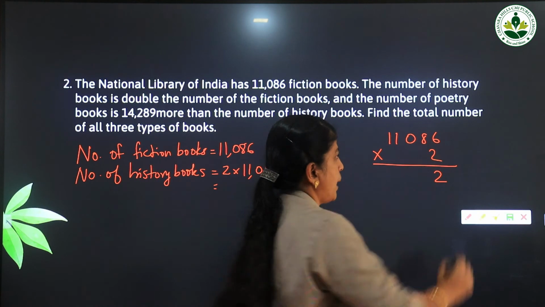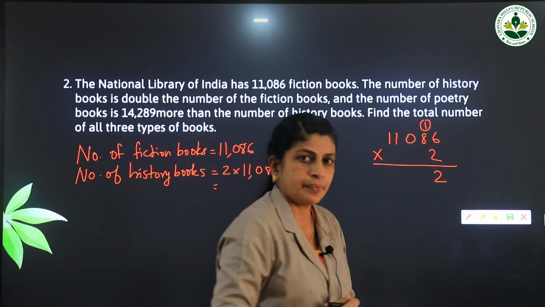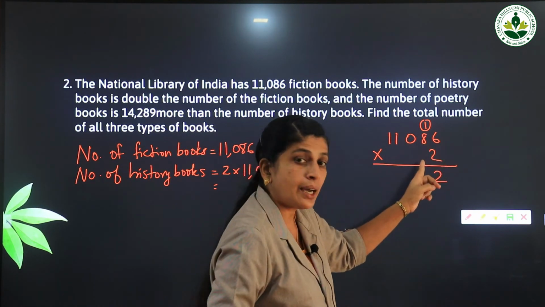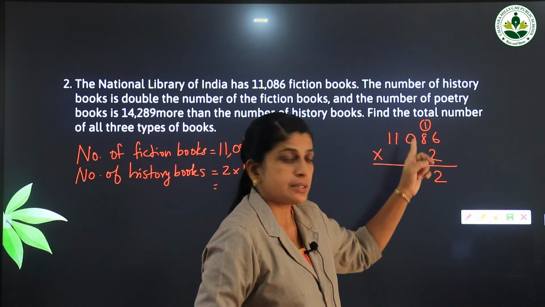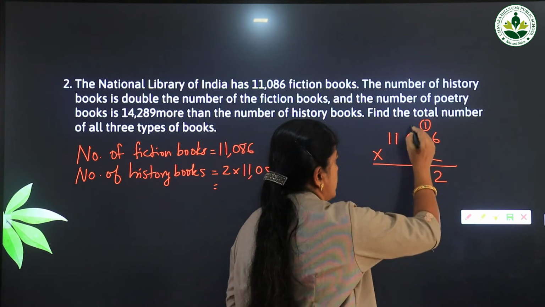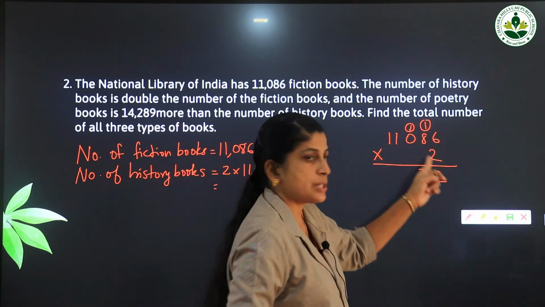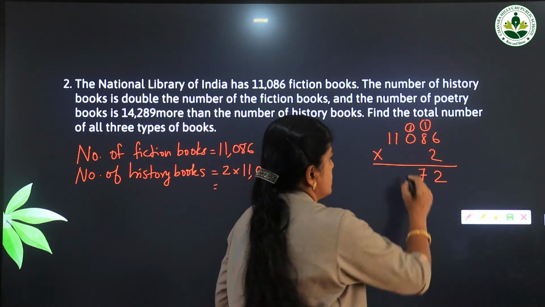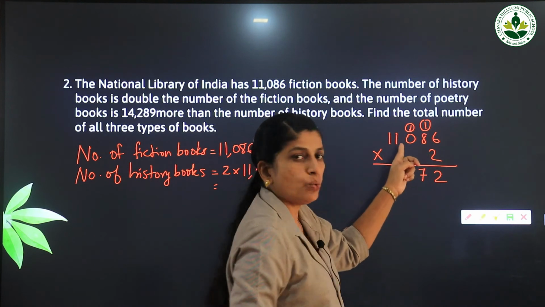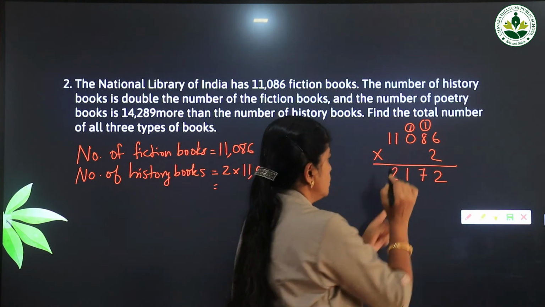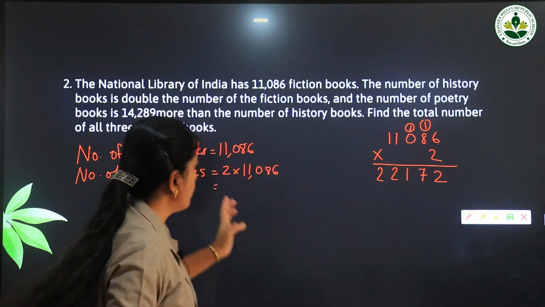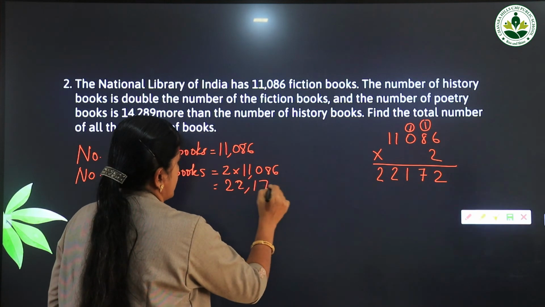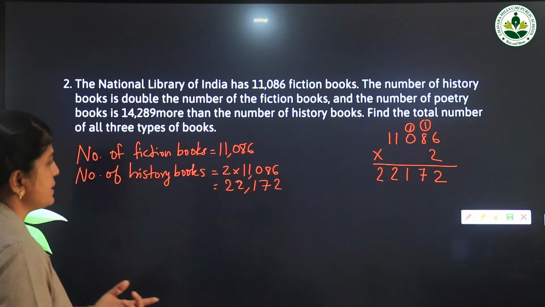Then remainder 1 right on top of 8. Then next, multiply 2 and 8. 2 eights are 16. 16 plus 1 is 17. Remainder 1. Then 2 into 0 is 0 itself. Then 0 plus 1, add the remainder, is 1. Then 2 into 1 is 2. Therefore, the number of history books is 22,172.